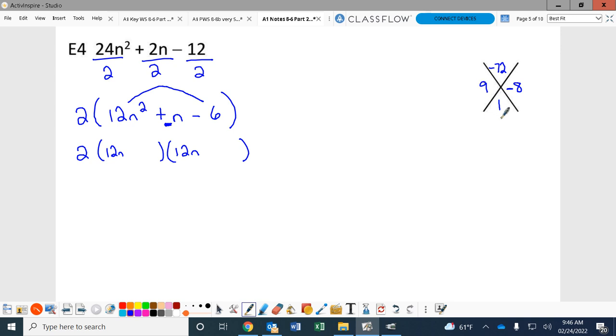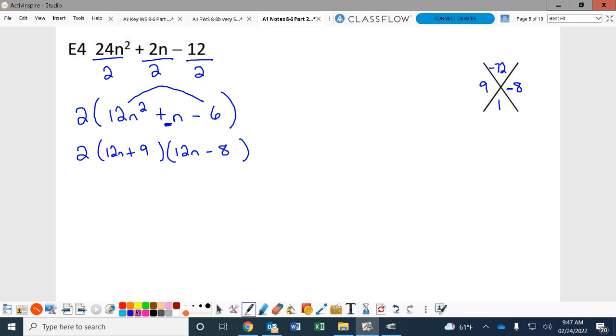Okay, so when you write it over here, it's going to be +9 and -8. It can be -8 and +9. You'll get the same answer. The parentheses will just be in a different order, but you will get the same answer. Okay, am I done? What do I still have to do?